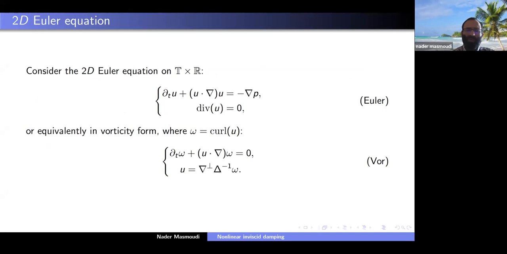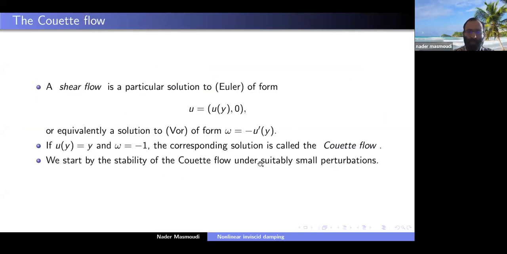To state the first result, the starting point is the 2D Euler equation written in the torus times R. One can write an equivalent formulation based on the vorticity, and it's well known that any function of this type, u of y, is a stationary solution of 2D Euler. There is a small abuse of notation here. The particular case u of y equal y is called the Couette flow.